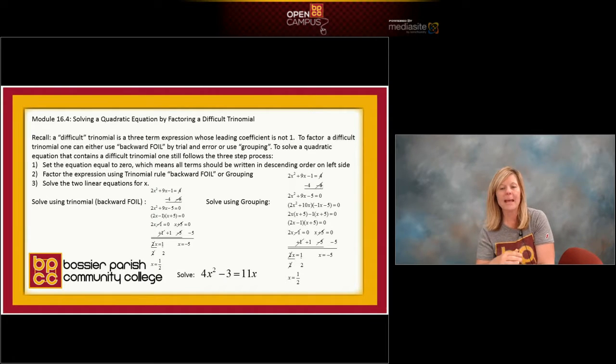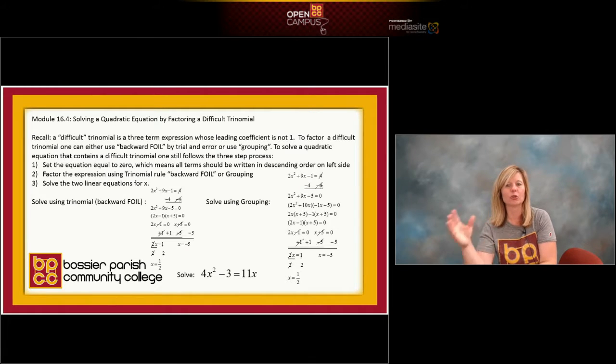Now, if you go over to the other side, that's not the only way to factor it. So look at my other example on the PowerPoint. Okay, when I got my trinomial in the correct descending order, I could also use grouping. If you remember to factor using grouping, you take the first coefficient, the 2, and you multiply it by the constant, the 5. So 2 times 5 is 10.